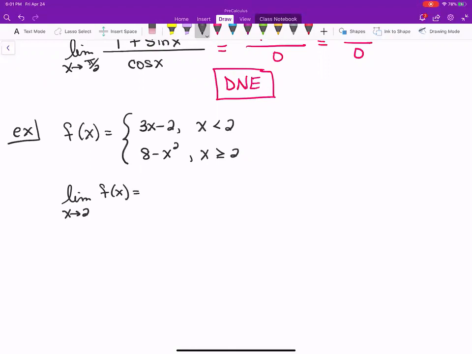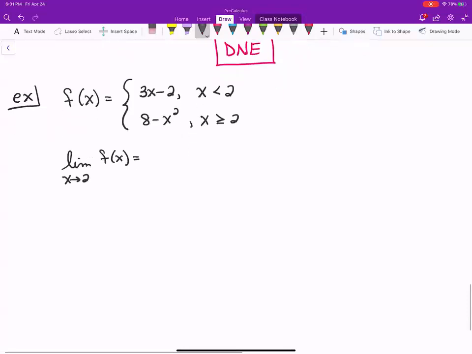So your first approach would be to just plug it in. However, when it's a piecewise defined function and the value that you're looking at is where you're going to jump from one part of the function to the other part of the function, then you've got to be very, very careful. So this one, you actually have to do one-sided limits.